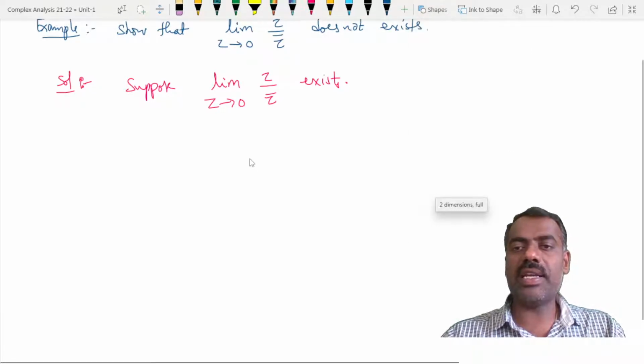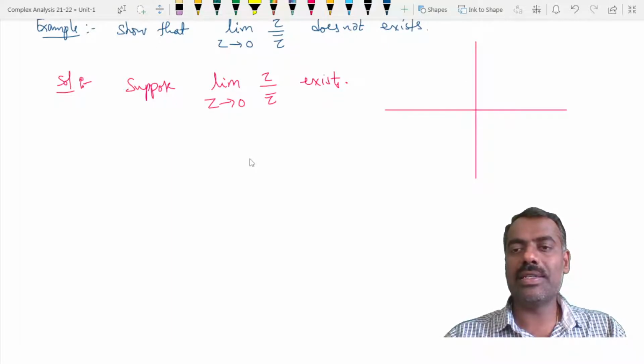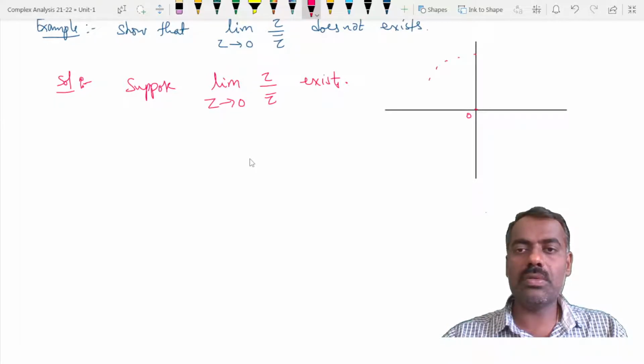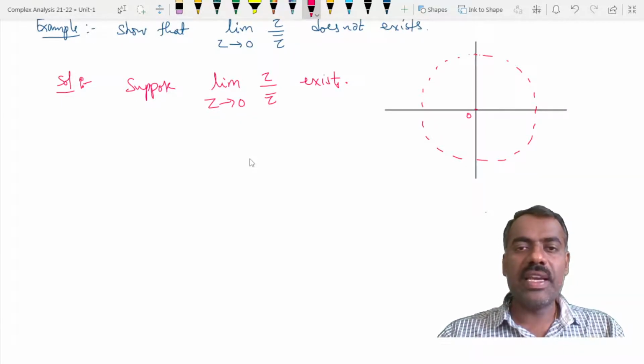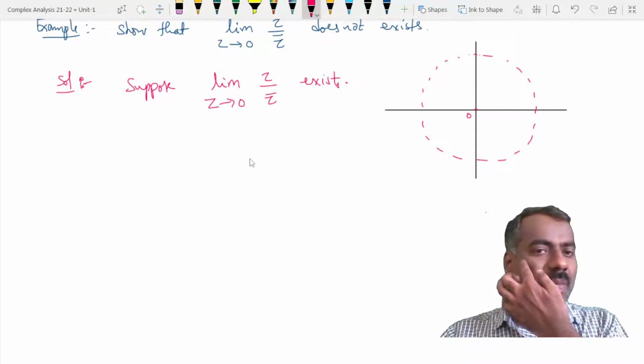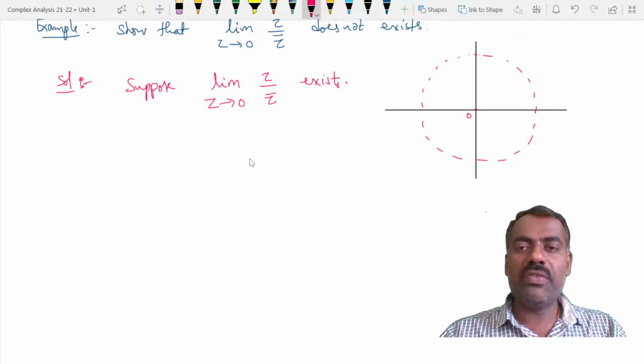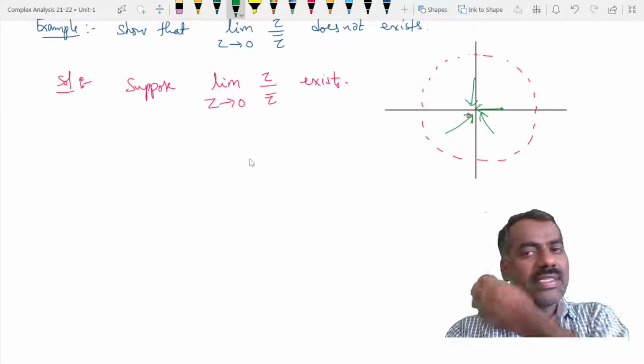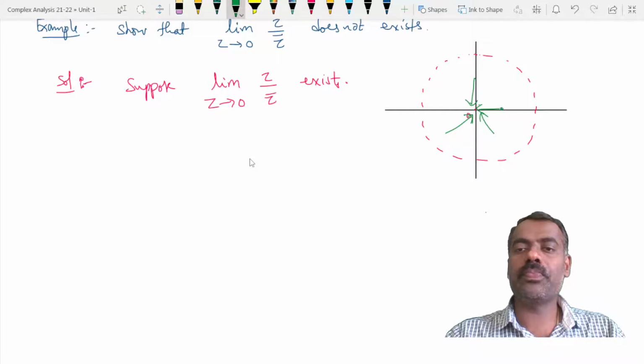So what you have to understand here is that if at all limit exists, then, where is this, this is 0. You have some neighborhood, so you can take some neighborhood around 0. Then if at all this limit exists, then z tends to 0. That means whenever z is close to 0, whichever way it may be, whether it approaches from here, or in whichever way, if it approaches 0, then that limit should be the same. Is that clear? Yes or no? Yes, sir.